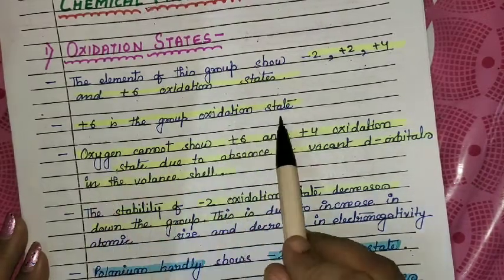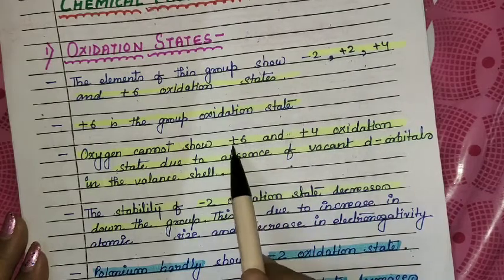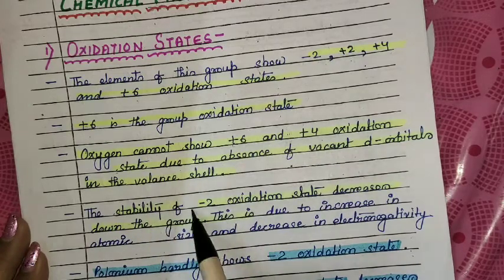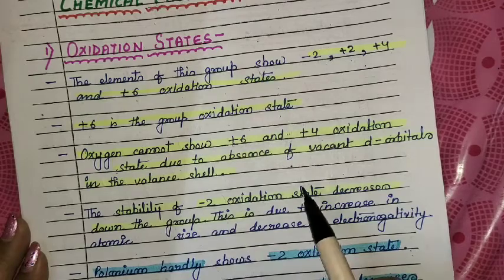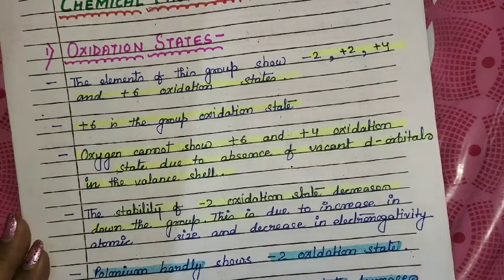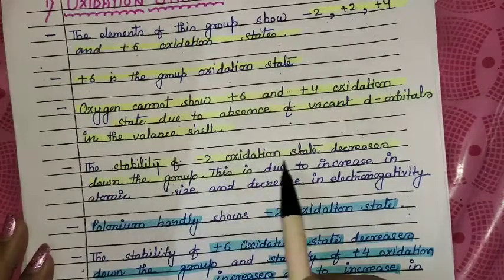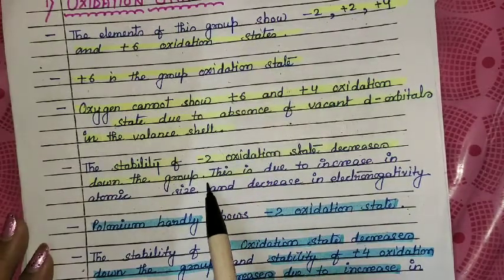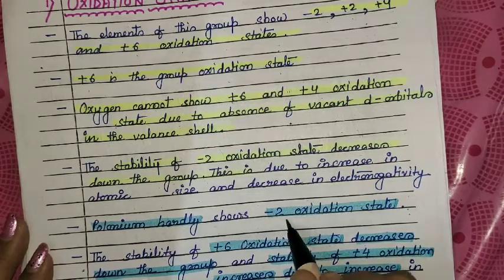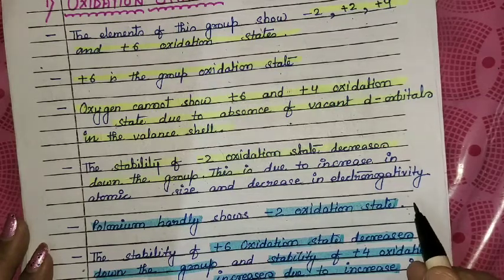+6 is the group oxidation state, but oxygen cannot show +6 and +4 oxidation state. Instead, oxygen shows -2 oxidation state in most of its compounds. In peroxides, oxygen even goes for -1 oxidation state. The stability of -2 oxidation state decreases down the group. Polonium hardly shows -2 oxidation state in any of its compounds.